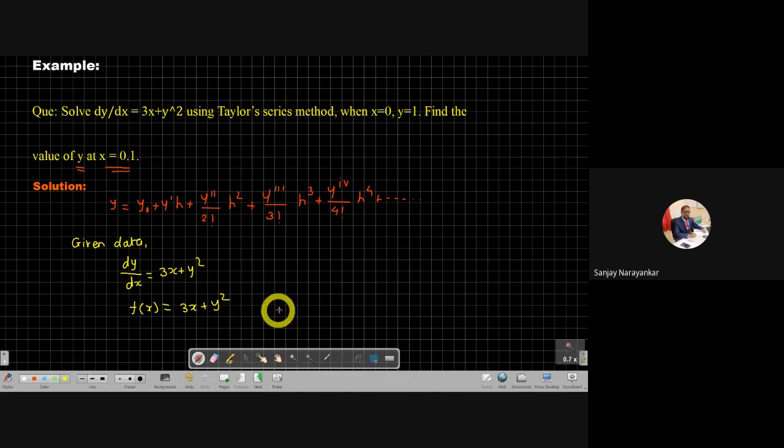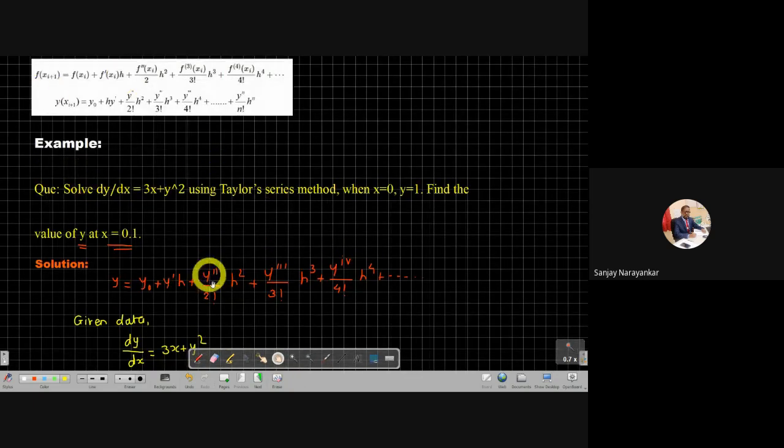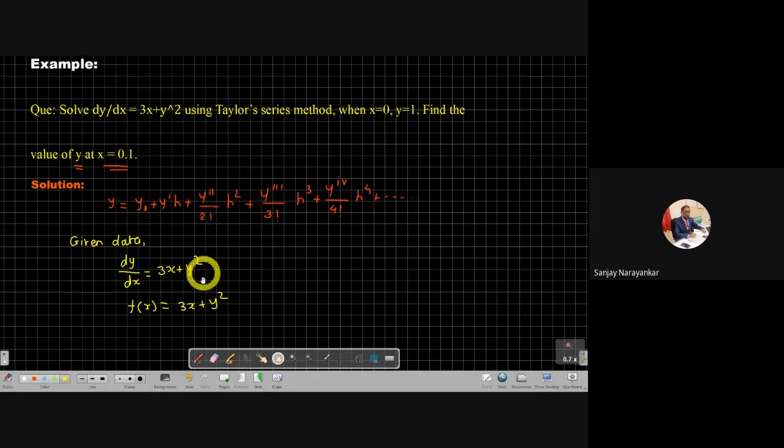We'll write this as equation 1. But before that, we'll just convert f of x. There are 2 types of formulas, right? As I gave right now. You can write either in terms of f of x or in terms of y. So it is better to convert this f of x in terms of y. So I'm going to convert that. That is nothing but y dash is equal to, because it's dy by dx, y dash is equal to 3x plus y square. Okay, let's say that this is equation number 1.